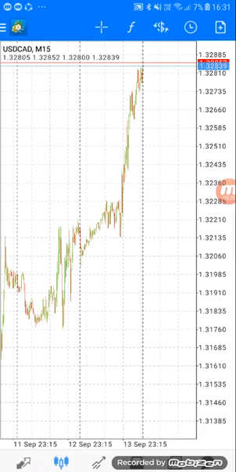Okay, what is it that you gotta do? You sell USD CAD, you put a stop loss of 10 pips. Okay, on a stop loss of 10 pips, you put a buy stop. Okay, again, you buy USD CAD and you put a stop loss of 10 pips. On your stop loss of 10 pips, you put what? A sell stop. Okay, and a stop loss.